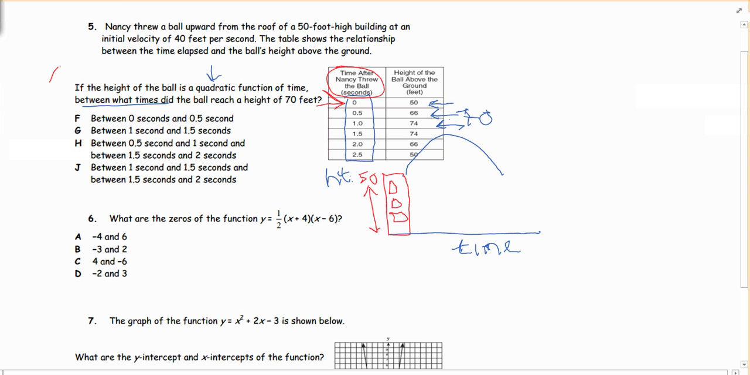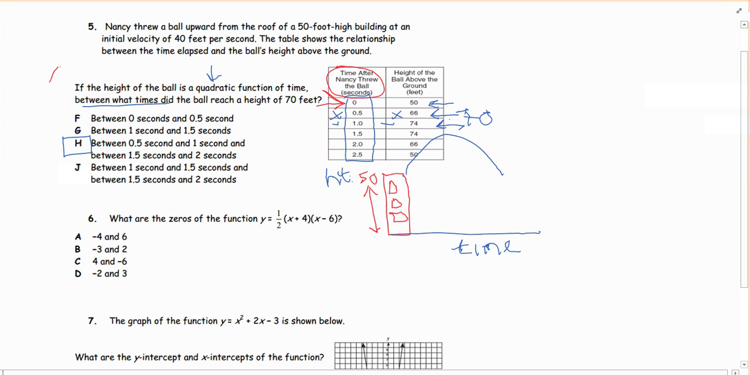So what two times give us that 70 feet? At a half a second, it was 66, and at 1 second, it was 74. So the answer is going to have to be between 0.5 and 1 second. So we would choose answer choice H. Alright, let's take a look at the next one.